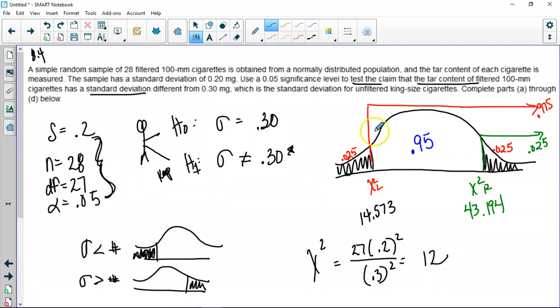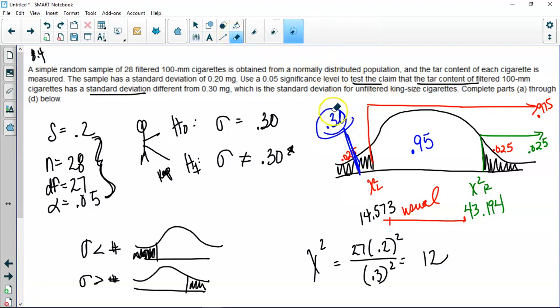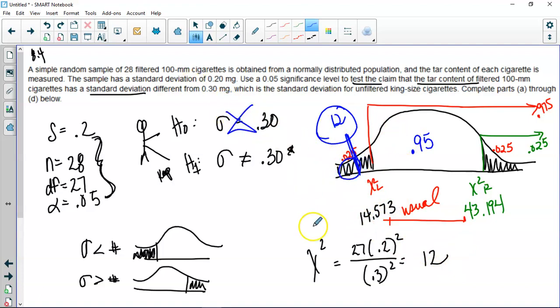Oh, so if I throw my dart at the board, does it land in the usual zone? No. It lands here. So those sneaky cigarette companies, well, I guess it was a good sneaky because it lands on the low side. Right? At least we're not getting more tar than we thought we were getting. It lands here. So if you're in the tails, if you're not in the confidence interval, that's where the usual stuff is. This is unusual. And if it's unusual, you're going to reject the null, right? So if you land out here, this is reject the null.